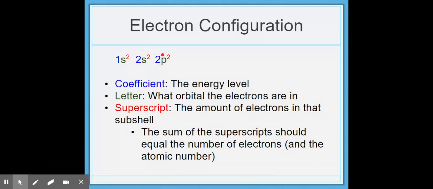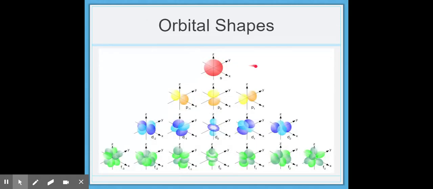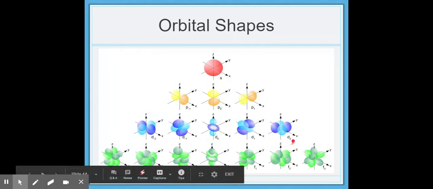So what are orbitals? Remember, the orbitals are what is told to us by these letters. We saw S and P there. There's also D and F, but we're not really going to go into them. You can see they're a bit more complicated. But orbitals are regions where our electrons are, and they come in all these different shapes.